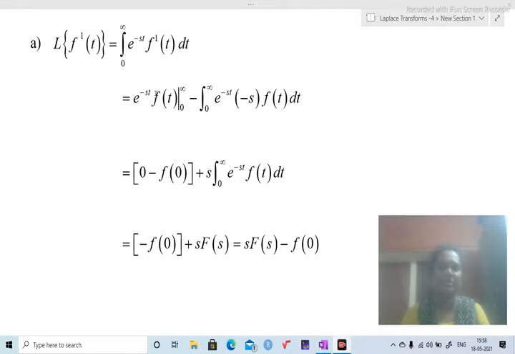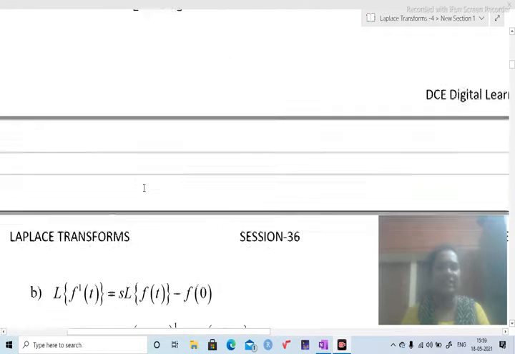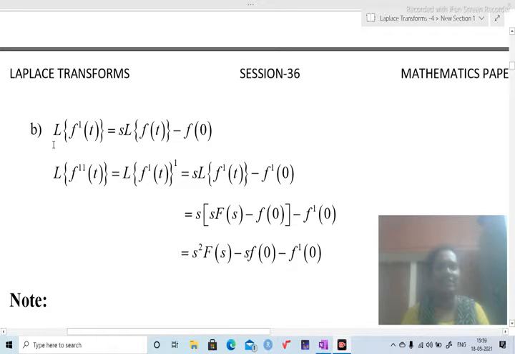Here e power 0 is 1. 1 into f of 0 is f of 0 only. Observe, minus into minus is plus. Take s outside, write down the remaining terms. Observe, this integration can be written as capital F of s. Rewriting this equation, then we are going to get s into F of s minus f of 0. That means Laplace transform of derivative of f of t equals s into F of s minus f of 0.